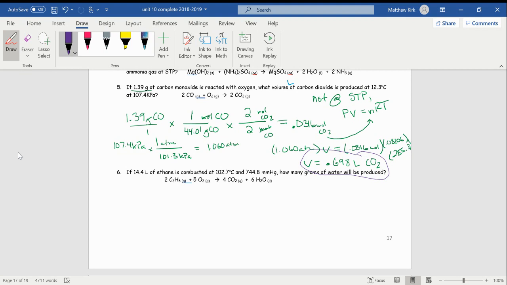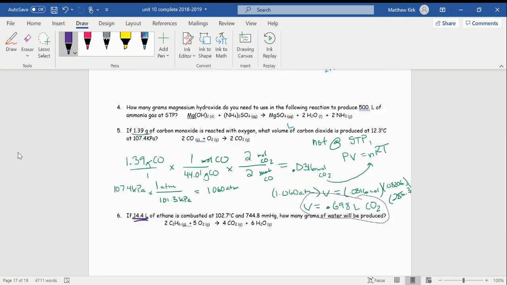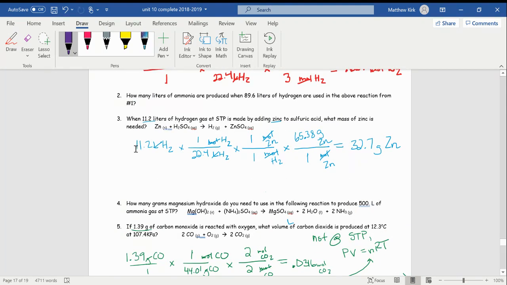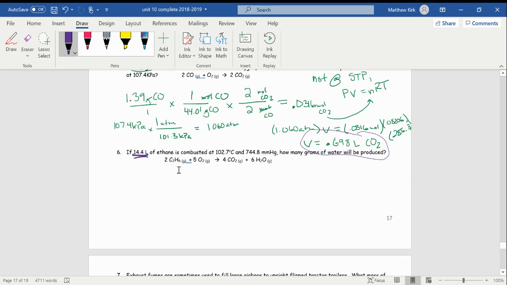So, okay, I think to myself, my given is 14.4 liters. And I know my first step in stoichiometry is to go from liters to moles. And it's gas. I think I should be able to use 22.4 liters like we did up here in number 3. But what's the catch? That's right, we're not at STP. We have a different temperature and a different pressure. So how do we convert between liters and moles if we're not at STP?